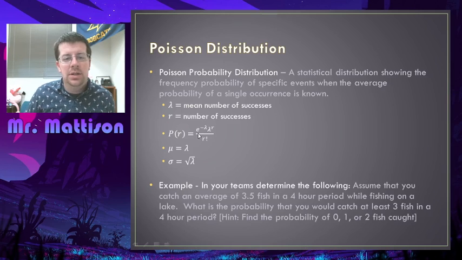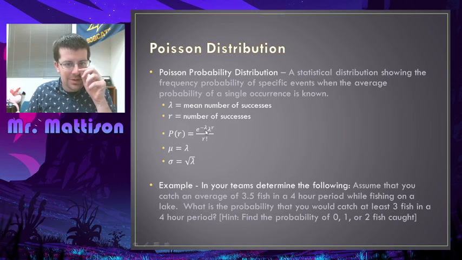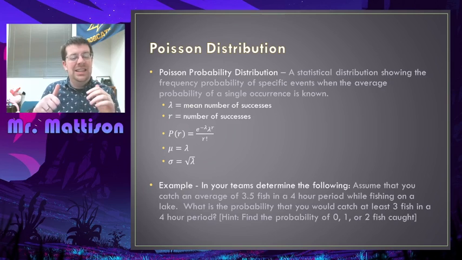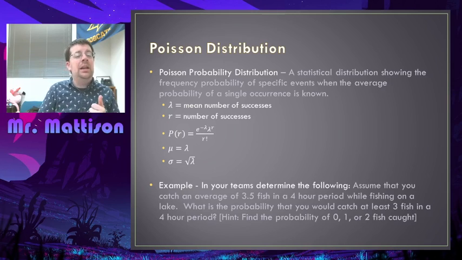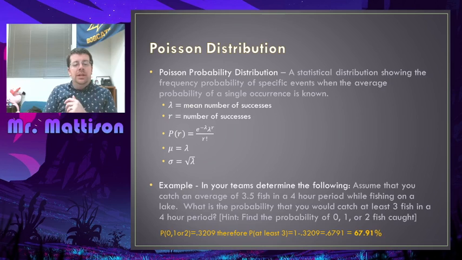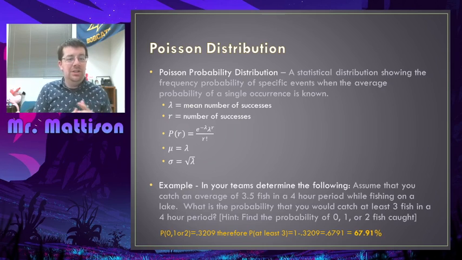So we're going to do e raised to the negative 3.5 power times 3.5 raised to the 0 power over 0 factorial. Do that, then do the same thing for R is 1, and the same thing for R is 2. Get those 3 numbers, pause, get them, and then come back here. All right, so you should get, for those 3, and then we add them all up, we get 0.3209, right? So that's my probability of catching 0, 1, or 2 fish in this 4-hour period.